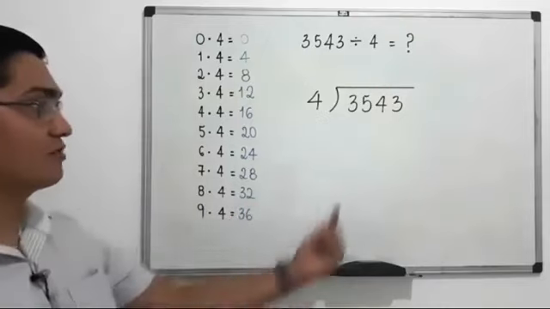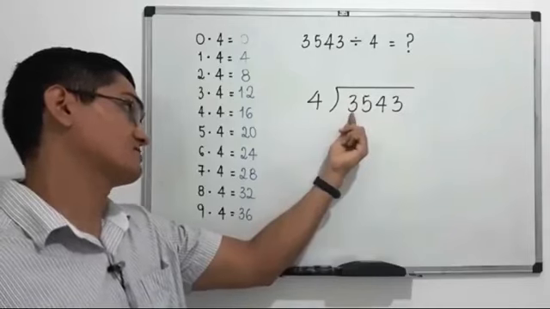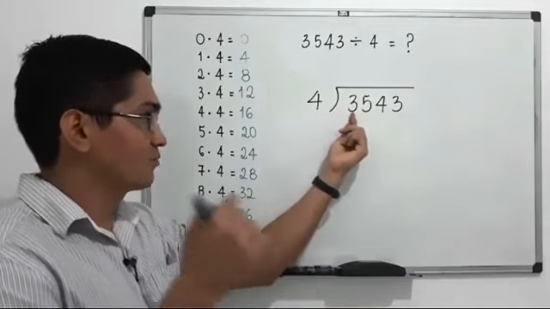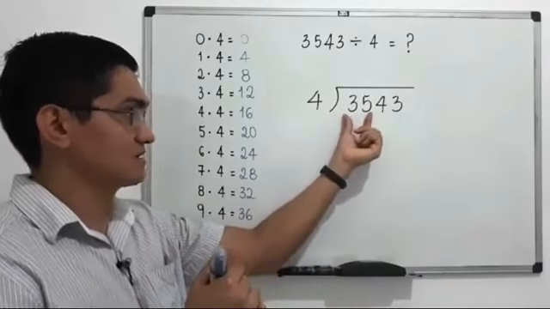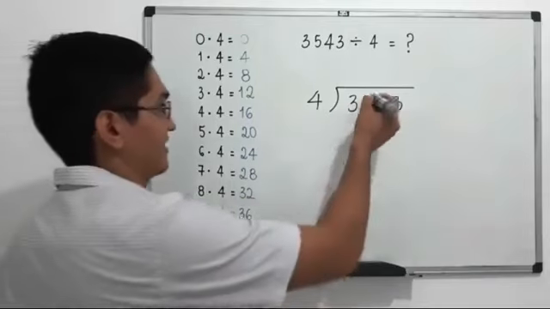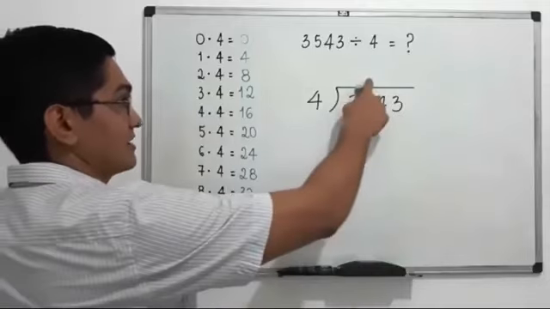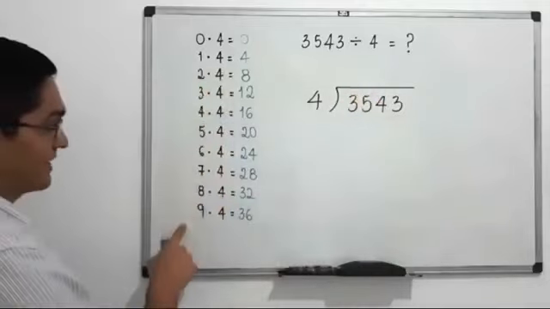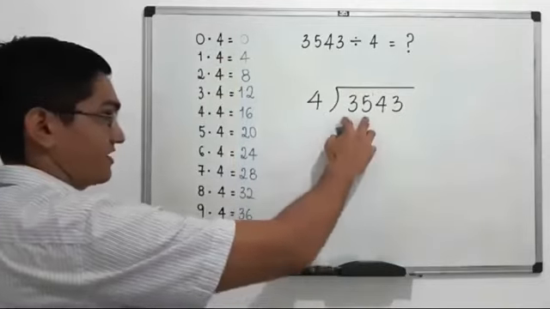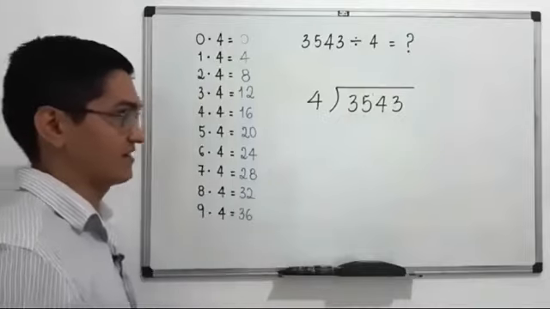We start by looking at this first digit. It's a 3. Since 3 is smaller than 4, we do not start now. We group it with the next digit. So we get now 35. We start with 35. We ask the question, what number from 0 to 9 do we multiply by 4 to get 35 or almost 35, but not more than 35?